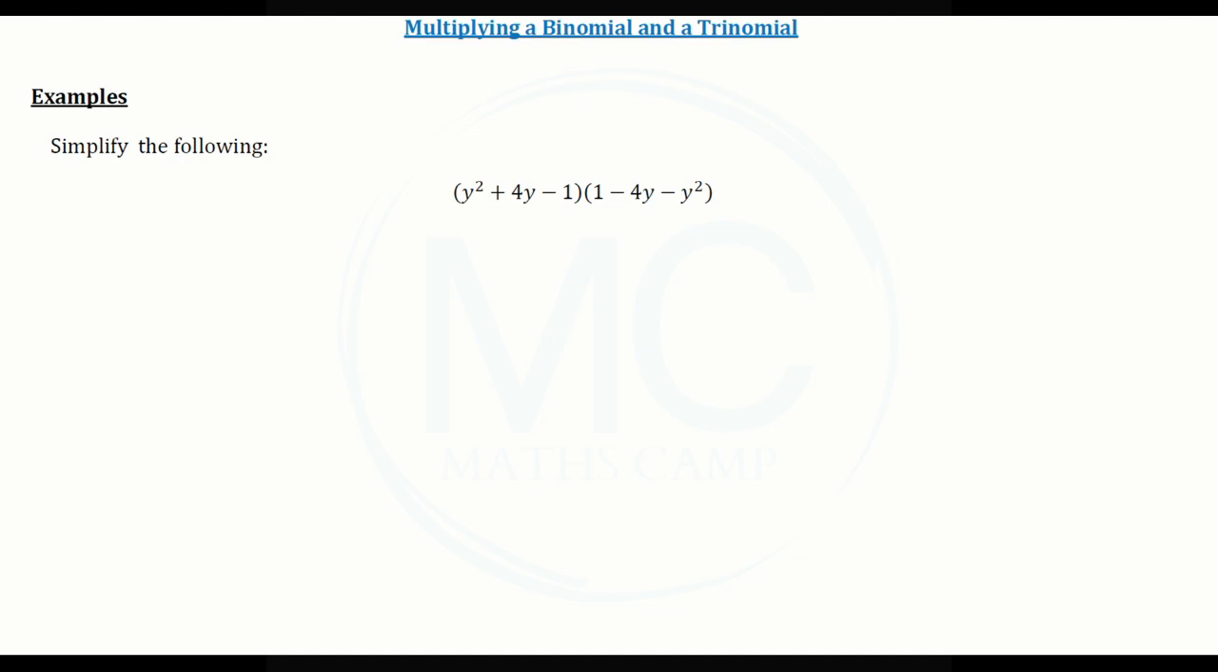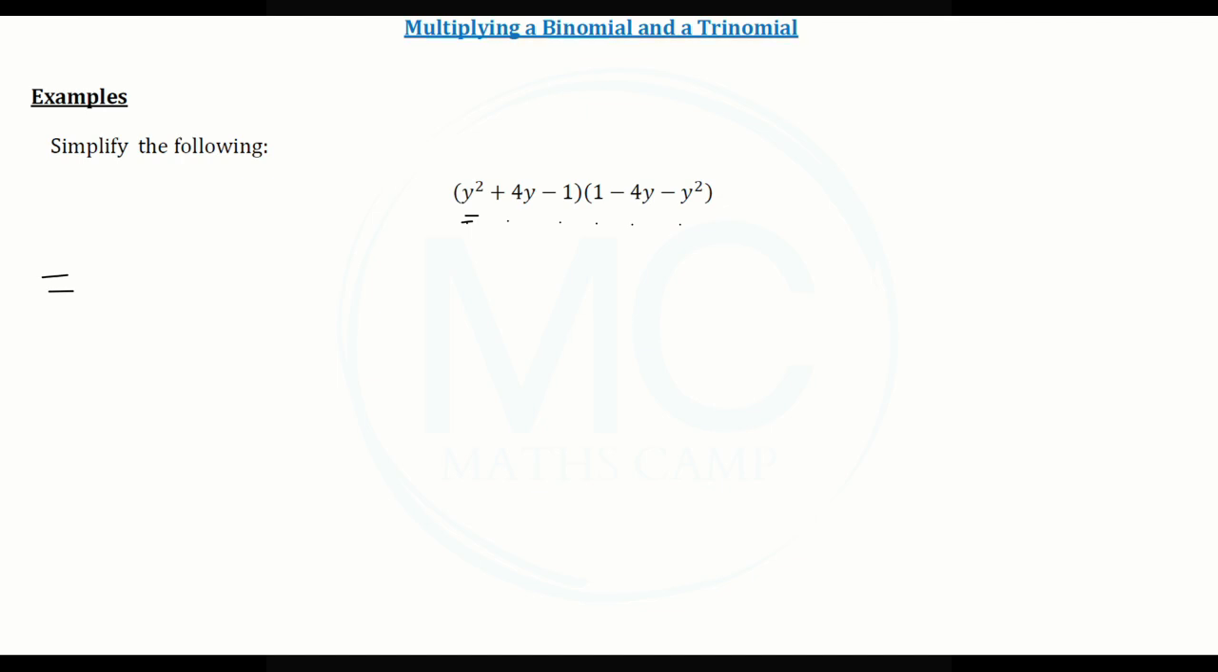I'd quickly like to look at how we go about multiplying two trinomials. The idea is exactly the same as the previous examples that we've done. We need to multiply every term in the first bracket by every term in the second bracket. Let's start by multiplying y squared by the trinomial on the right.